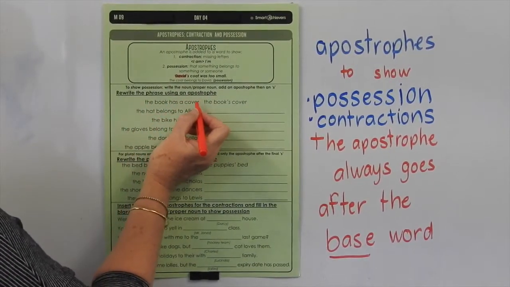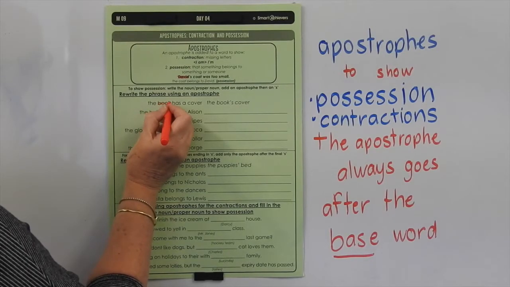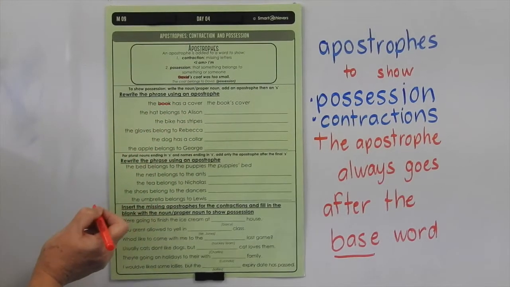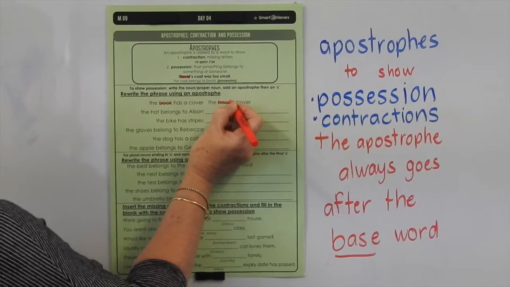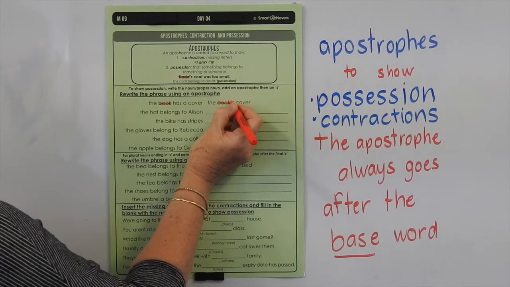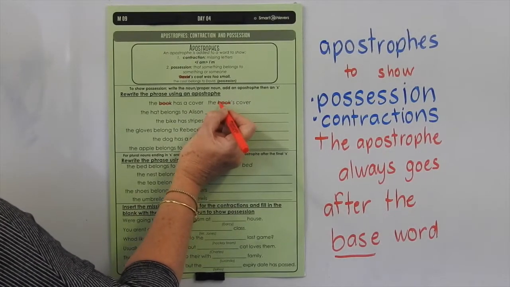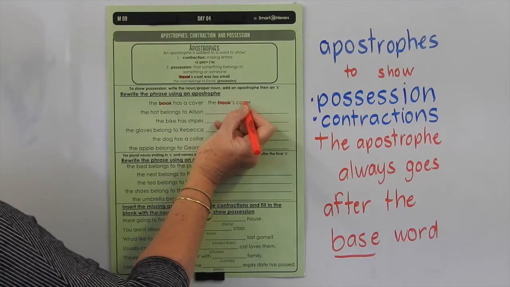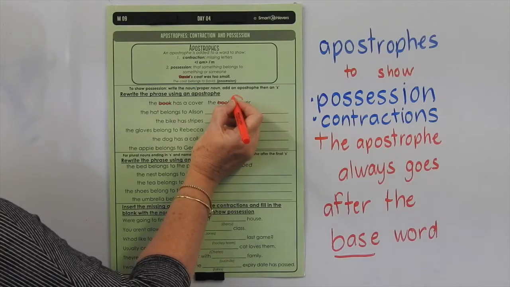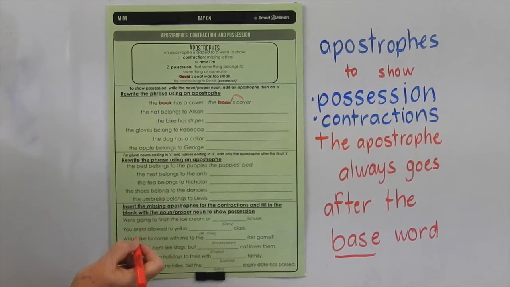The book has a cover. Now there's only one book, so book is the base word. So we must put in the apostrophe after the base word and then add the S. We're not saying there's lots of books. We're saying there's one book and we're talking about its cover. So the cover belongs to the book.